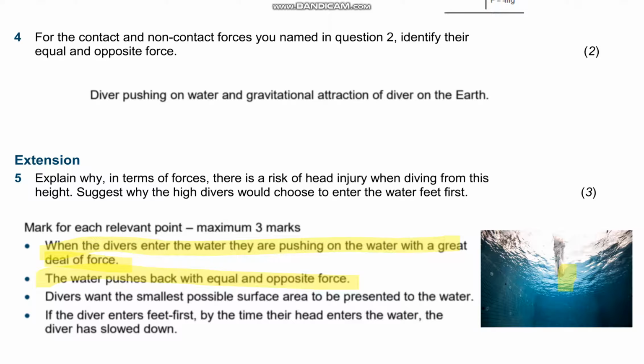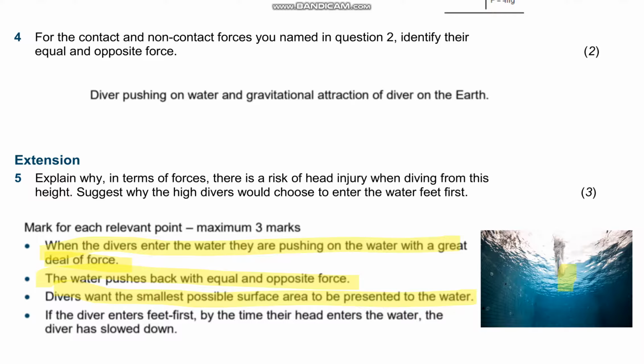So divers, it then says, want the smallest possible surface area to be presented to the water. So if they are entering the water feet first, the tips of your toes, if you point your feet, that's a much tinier surface area than the top of your head. If the diver enters feet first, by the time their head enters the water, the diver has slowed down.